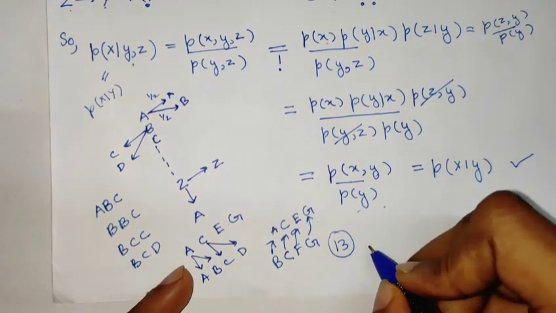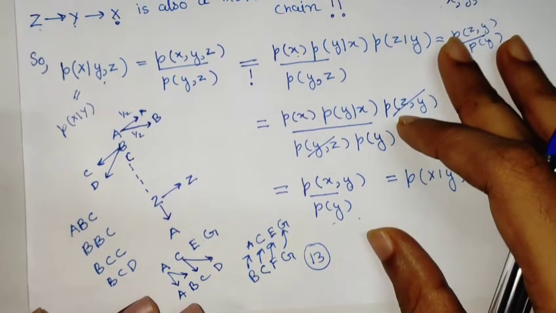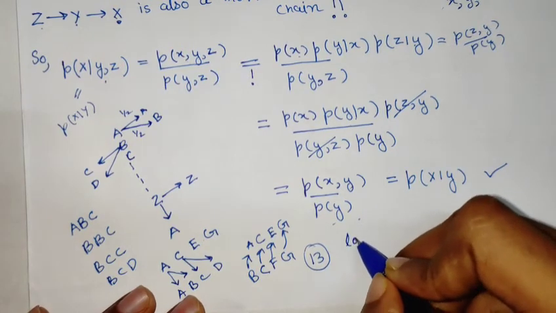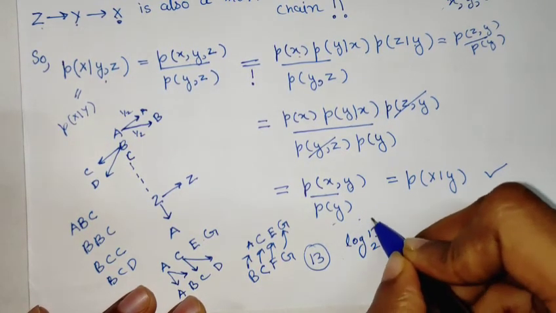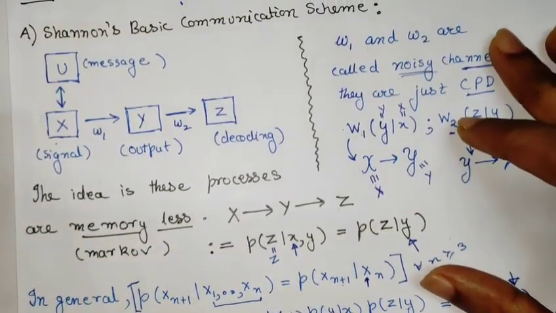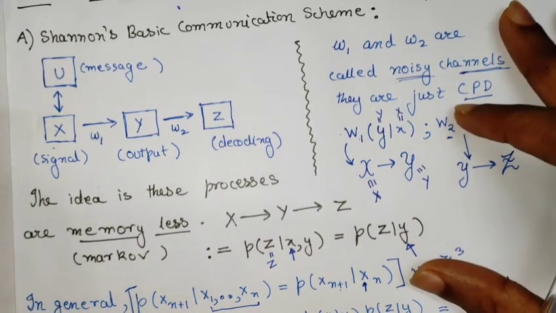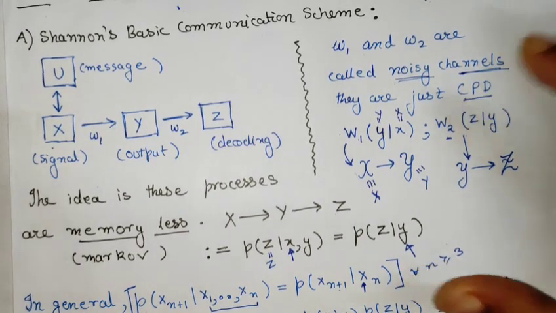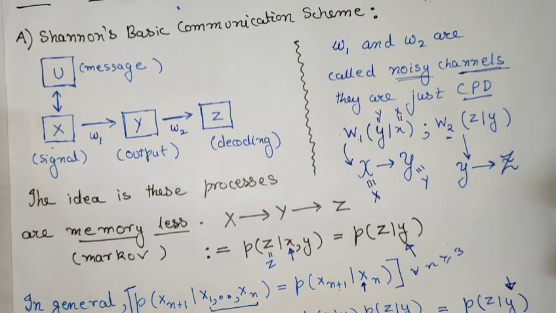This is related to something called channel capacity that we might discuss later. That is given by log 13 base 2. That's all for this video. In this video we discussed Markov processes, noisy channels, and some of the properties of Markov processes. In the next video we will look at what the data processing inequality means. We will also give some understanding of the chain rule of conditional probabilities and mutual information.